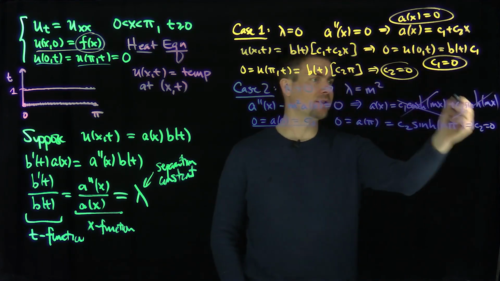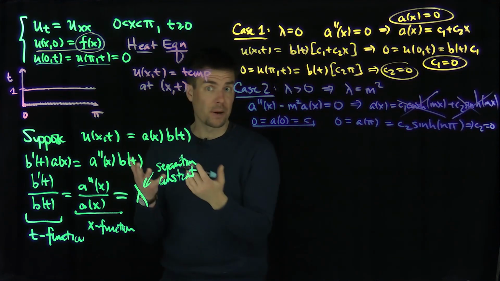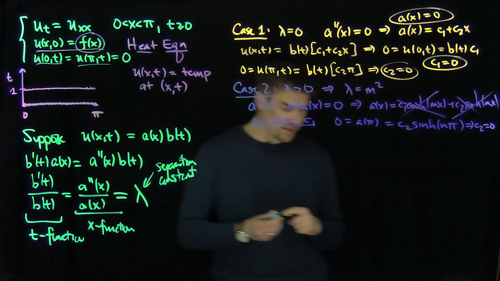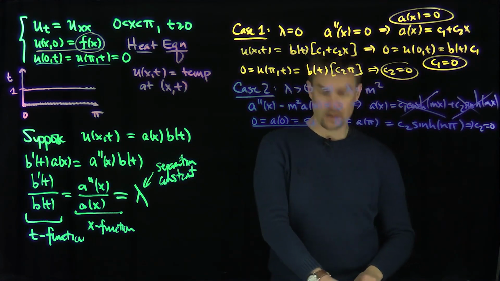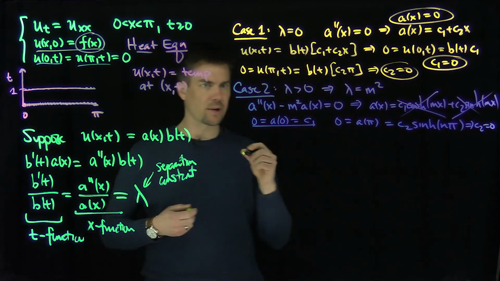There's no sinh there. So when lambda is positive, there are no solutions to this boundary value problem either, which leaves us with the last case, the most important case. Hopefully this will give us something interesting. The last case, of course, is case 3.